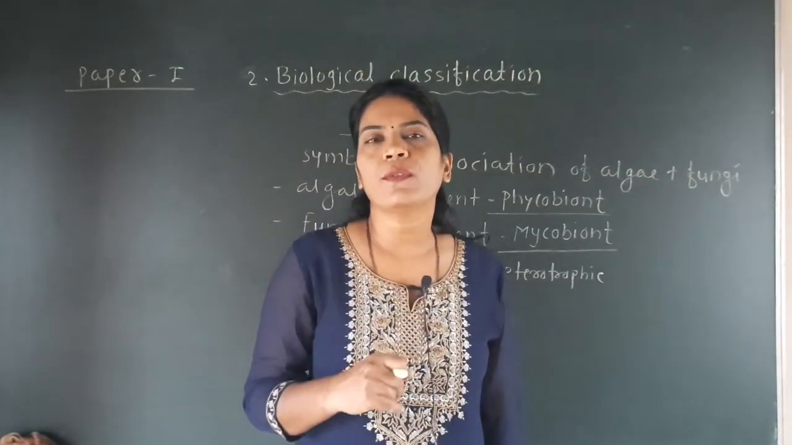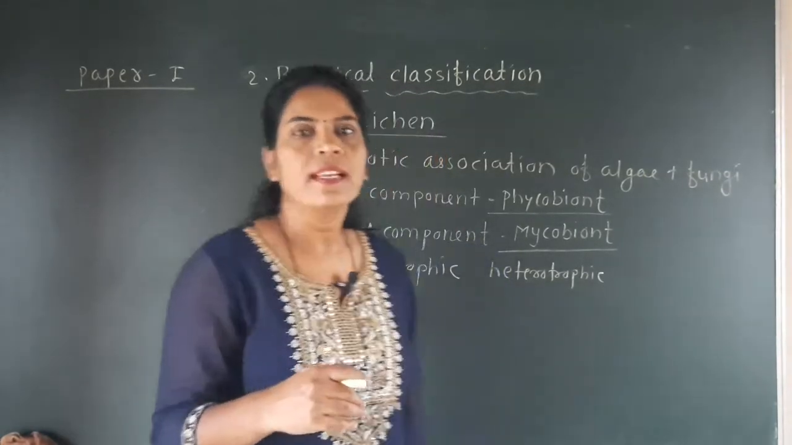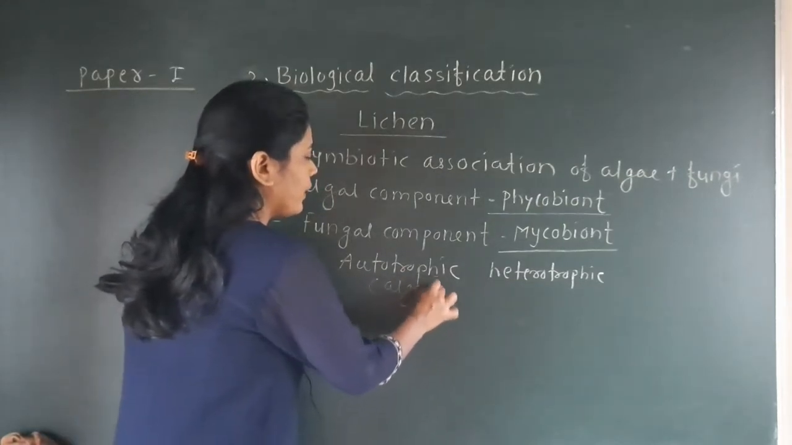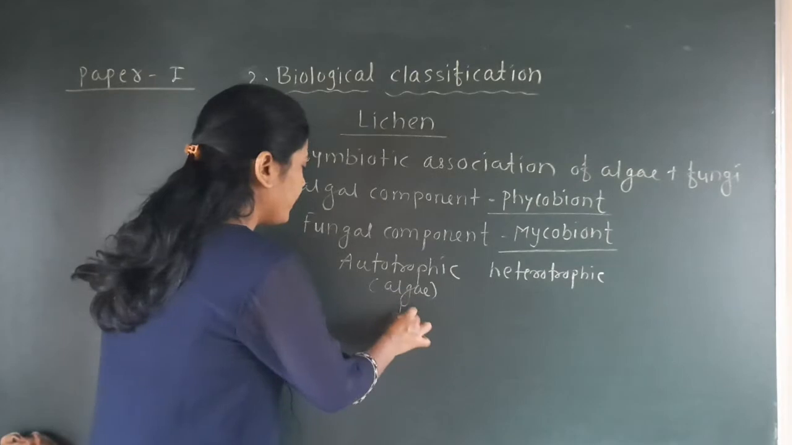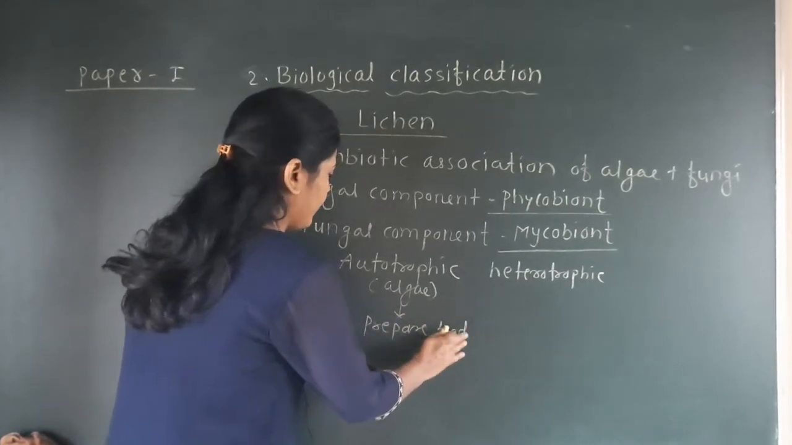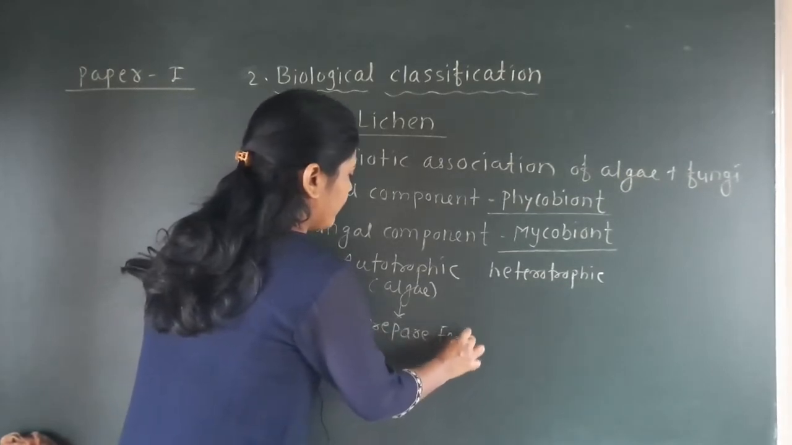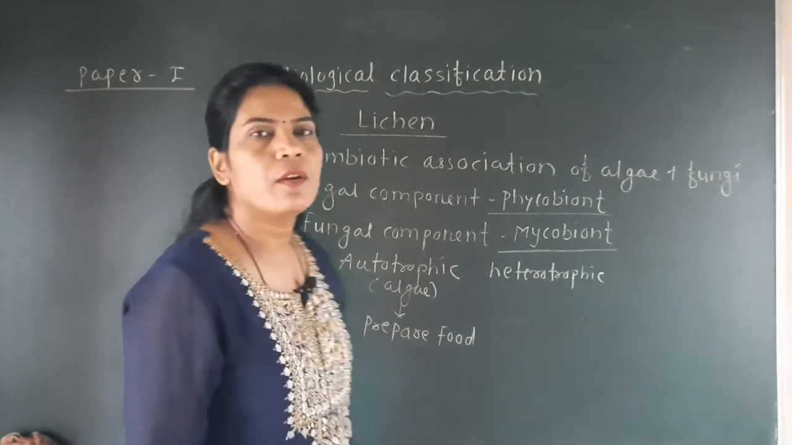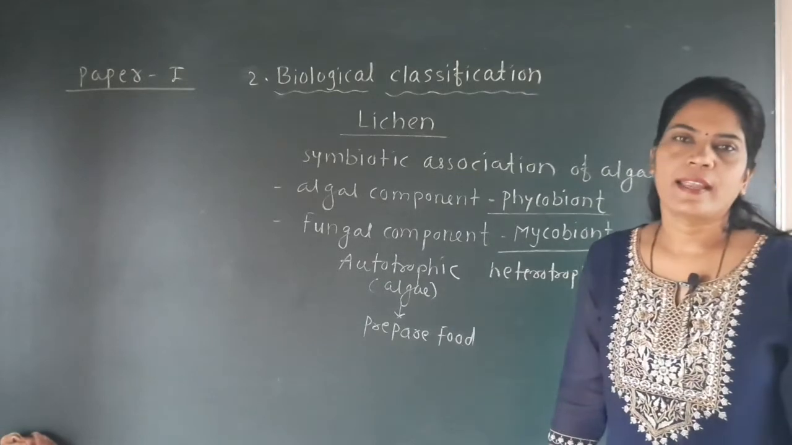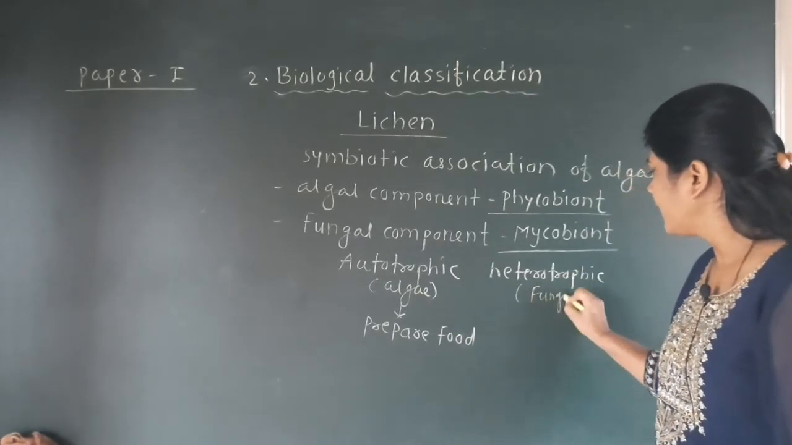Now, how are these phycobiont and the mycobiont associated with each other? That means this autotrophic, the algae, prepares food for the fungi. So heterotrophic, we have seen that it is a fungi.